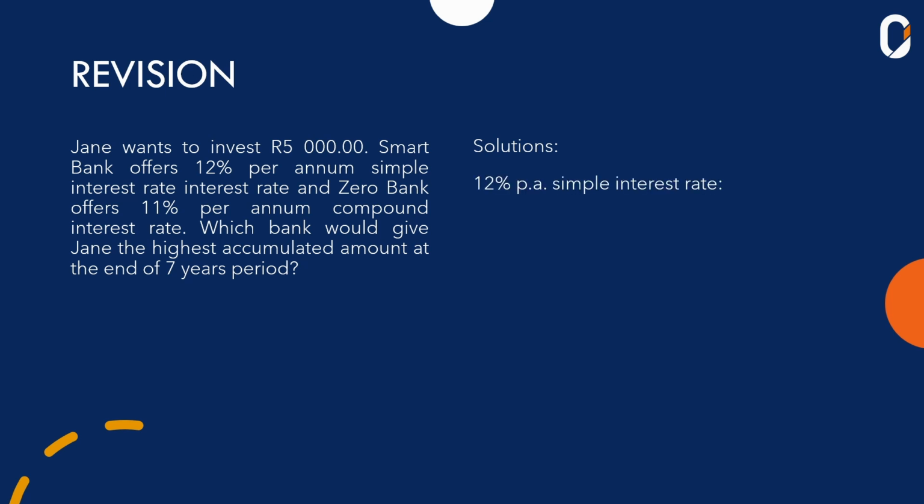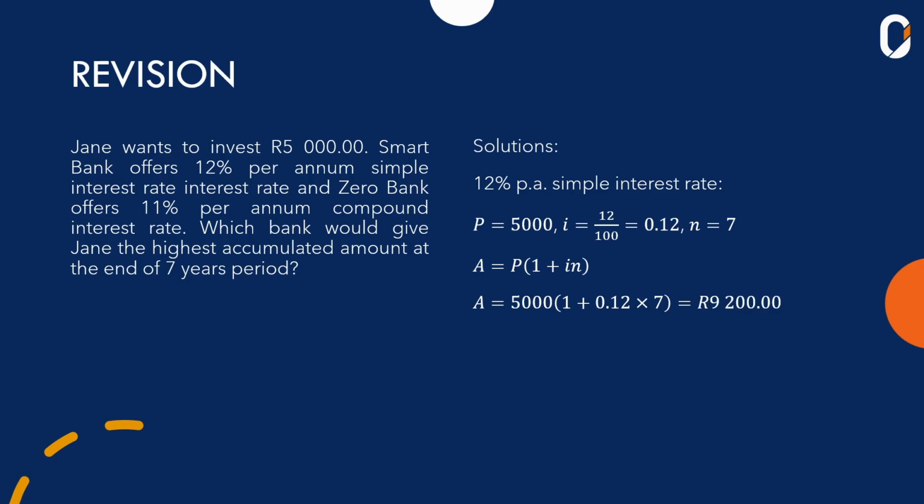First, let's solve for the 12% per annum simple interest rate. We are given P as 5,000, i is 12 divided by 100, which is equal to 0.12, and the number of years is 7. Introducing our formula, A = P(1 + iN), and substituting in our values, we have A = 5,000(1 + 0.12 × 7), and that will give us an A value of 9,200. After 7 years on the simple interest rate, she will have 9,200.